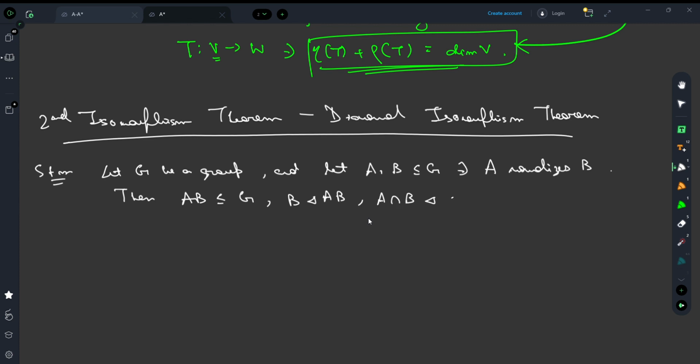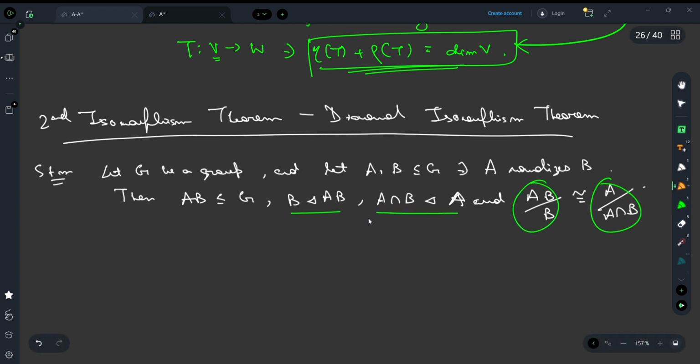What more can we say? A intersection B is normal in A, and AB mod B is isomorphic to A mod A intersection B. Okay, it's correct. It's obvious that since B is normal in AB, though we have not proved, I'm just stating the fact that since B is normal in AB and A intersection B is normal in A, these two quotient groups are well defined, right? So A normalizes B. It's what's given to us. A normalizes B, but this implies simply that A is a subgroup of the normalizer of B in G.